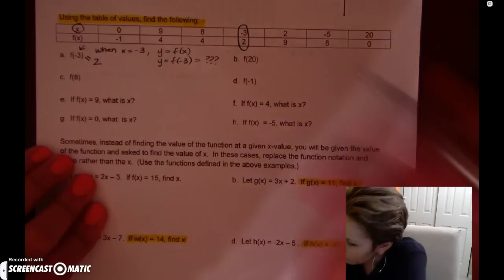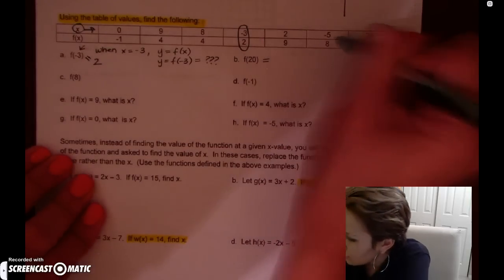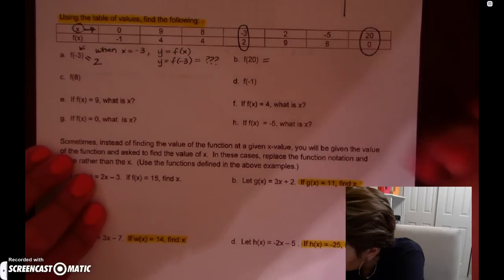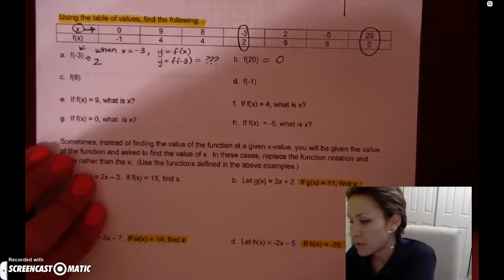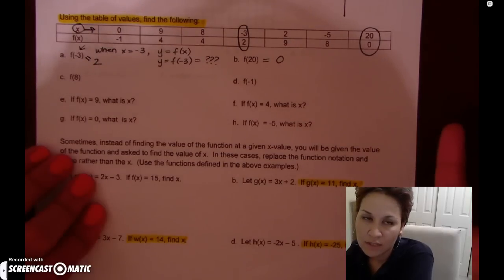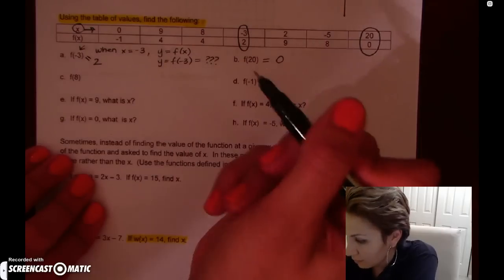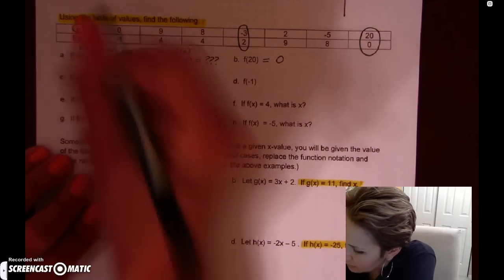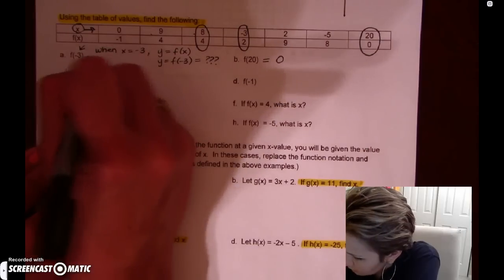You're going to try the same thing with b, f of 20. So you're going to look at your x values, 0, 9, 8, -3, 2, -5, 20. I found f of 20, and my output, or my y value, is 0. So when x is equal to 20, y is equal to 0. And this is just some random function. It's just giving us a table of values, so we don't know the function. We're just trying to find it using the table. This is actually really simple and kind of fun. When x is equal to 8, I'm going to look for 8 in my x coordinates. I find it here. What's my y coordinate, or my output, is going to be 4.